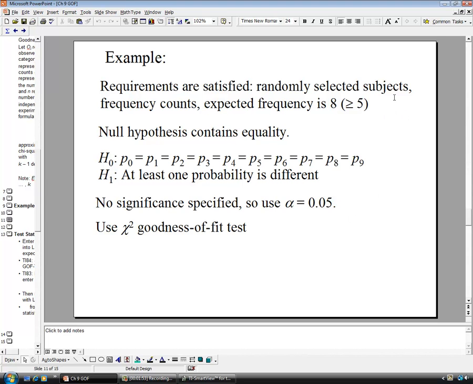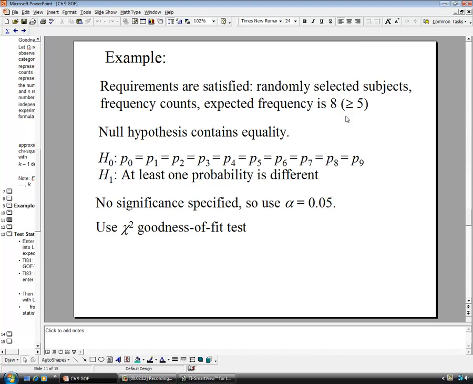We randomly selected the 80 people, and the expected count should be 8. So we have 80 times 0.1. Each value should have 10% of the data in there. So 80 times 0.1 equals 8. And this value, 8, is greater than or equal to 5, and it's going to be the same for each different value.